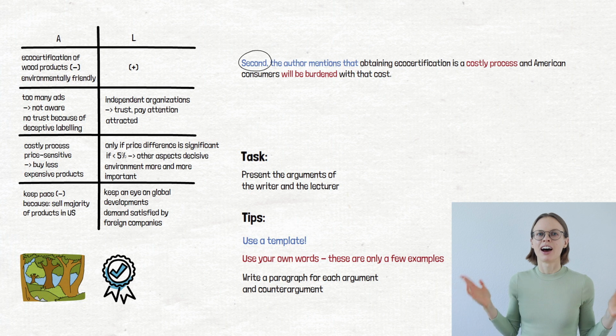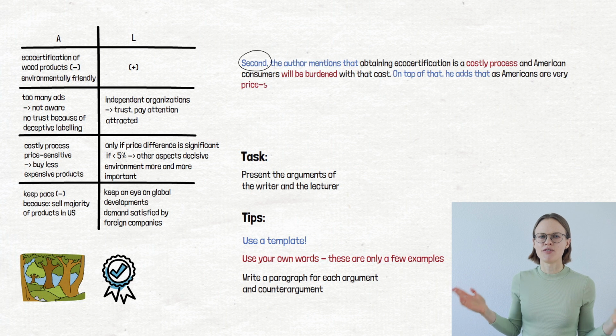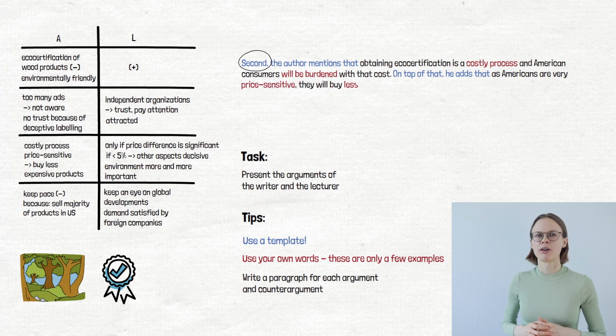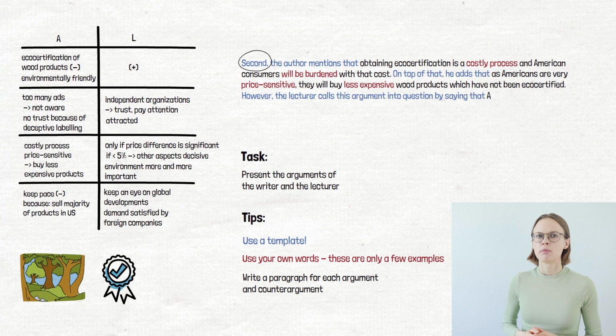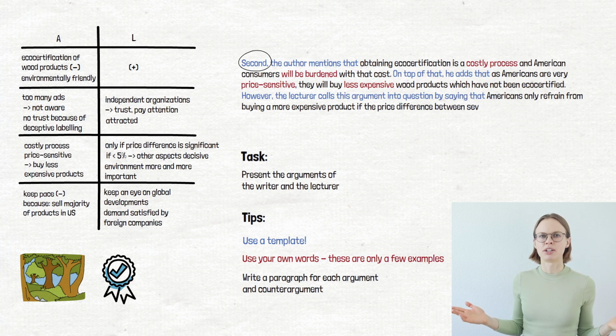So I'm going on. I write, "On top of that, he adds that as Americans are very price sensitive, they will buy less expensive wood products which have not been eco-certified." Now we also need to talk about the counter-argument of the lecturer. So I go on, I say, "However, the lecturer calls this argument into question by saying that Americans only refrain from buying a more expensive product if the price difference between several products is significant.